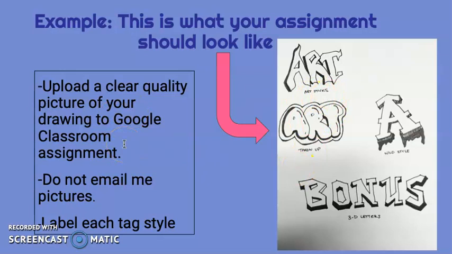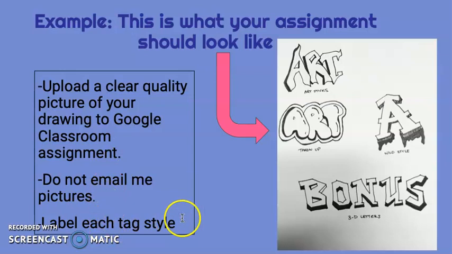And then you're going to upload your drawing to the Google Classroom assignment. If you don't remember how to do that, I did post a video on the Google Classroom to show you how to do that. So do not email me pictures. I get several emails throughout the day, and it's really hard because I have 2 different school email addresses to kind of decipher who you are and getting your grade into Google Classroom.